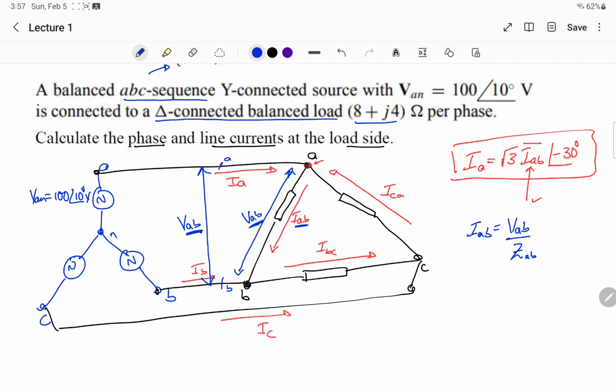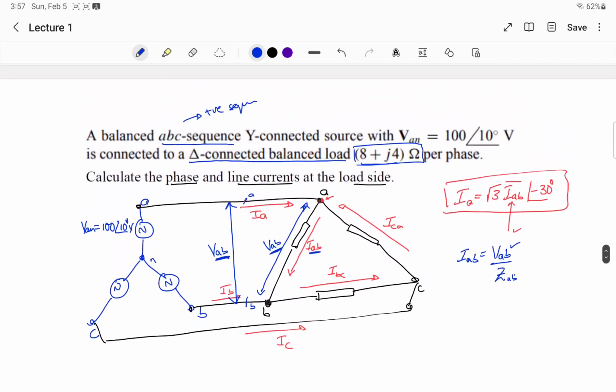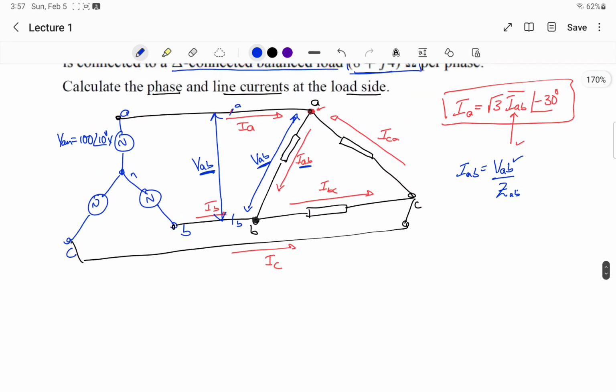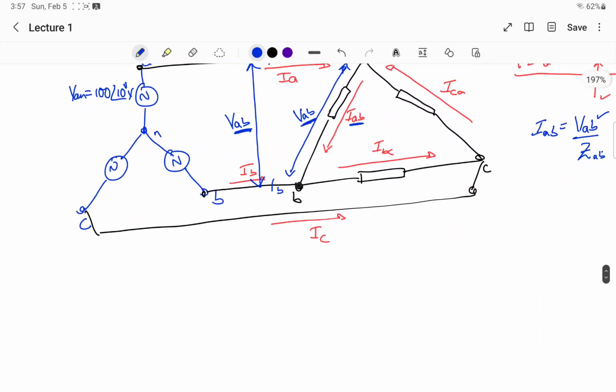So if I know this VAB, ZAB they have already given to me, I can easily calculate IAB. So first of all, I should calculate VAB. This can be done very directly, but the concept behind it should be very clear if you don't want to make mistakes. So let's see, by solving this, how can we calculate VAB?